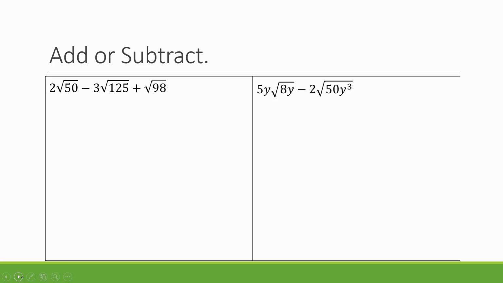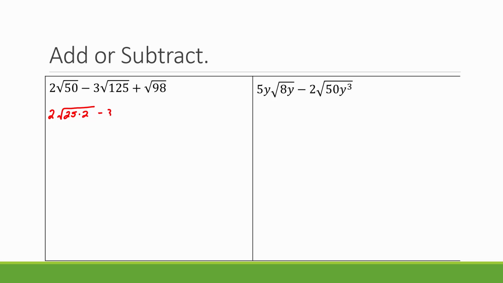Okay, let's look at a couple more problems. 2 times the square root of 50 minus 3 times the square root of 125 plus the square root of 98. So the square root of 50. 25 is the largest perfect square that will go into 50. So I could rewrite that as 25 times 2.